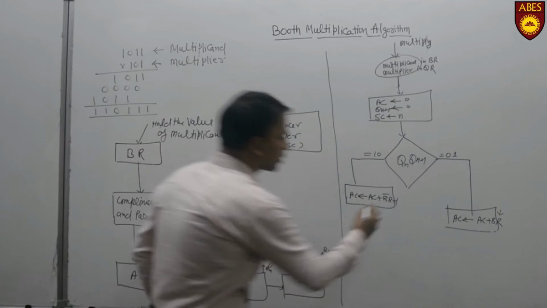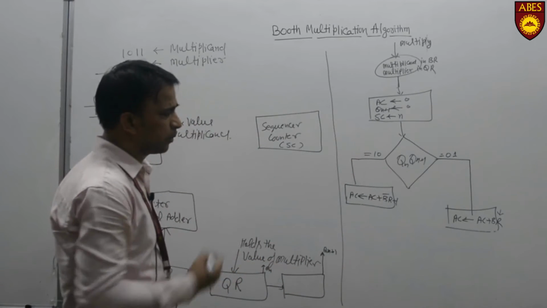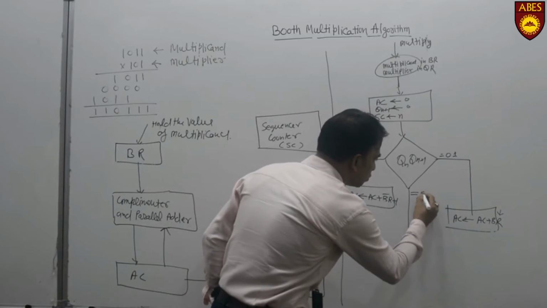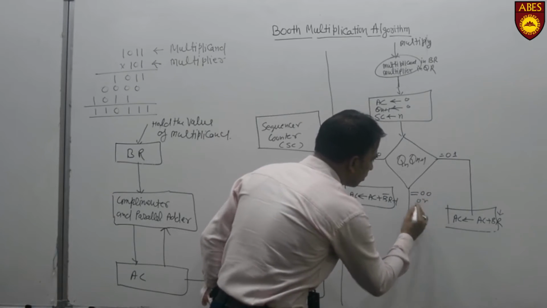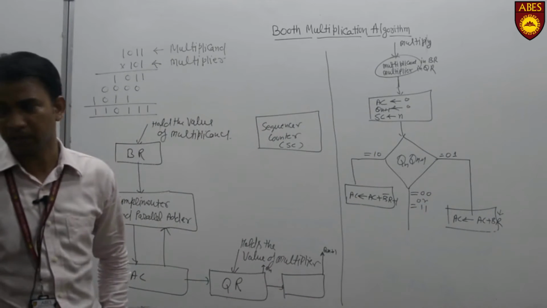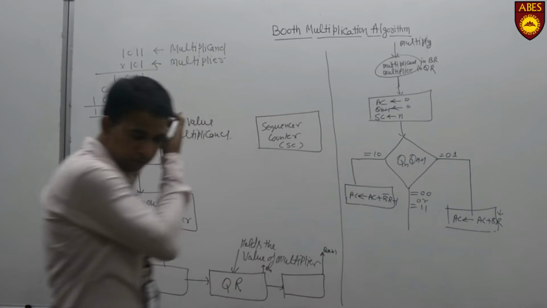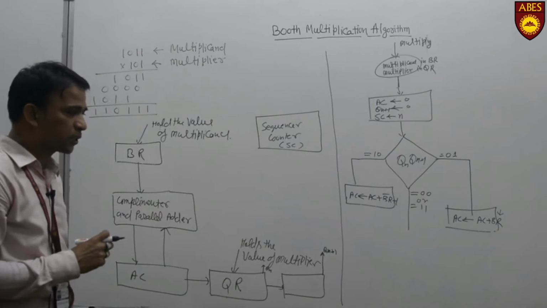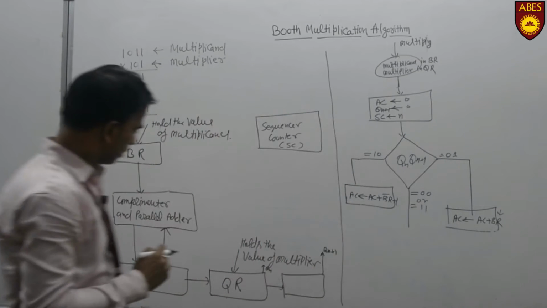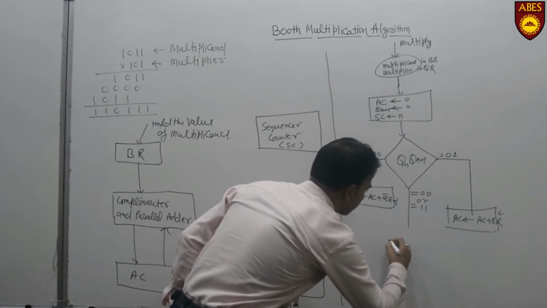If the values of Qn and Qn plus 1 are the same, meaning equal to 0, 0 or equal to 1, 1, there is no need to perform any operation. In the next step, we have to perform the arithmetic right shift operation with AC and QR.